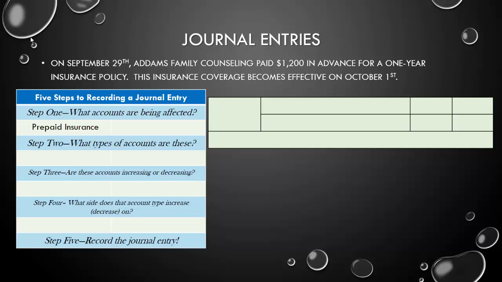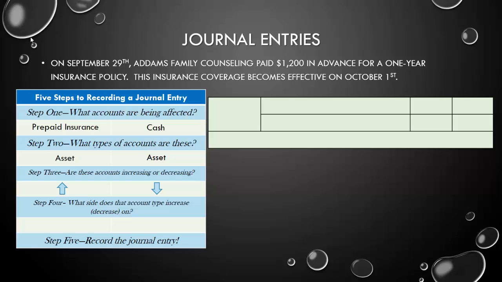But we're sending out the money right now for the entire year's worth of insurance, which means our cash has to be affected. What type of accounts are they? Prepaid insurance is something that we're going to use that's necessary to help us make a profit in the future. Just like cash, it is an asset. Is it increasing or decreasing? Well, the number of months that we have our insurance prepaid for on our books is going up because we just bought more prepaid insurance. And cash has to be going down.